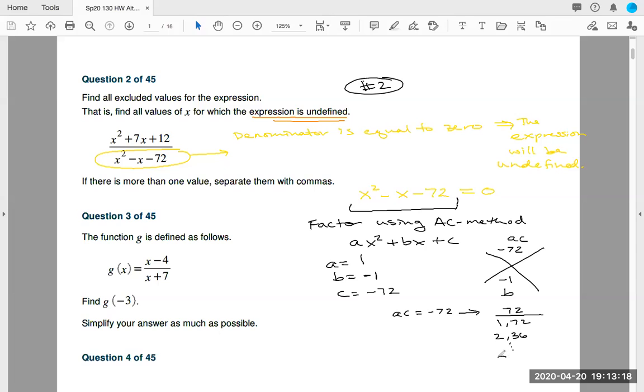But 8 and 9, okay, I know that 8 times 9 gives me a positive 72. And then how can I add these numbers and get a negative 1 out? Well, if I add a negative 9 to a positive 8, I get a negative 1. Okay. Let me save that and clear the bottom.